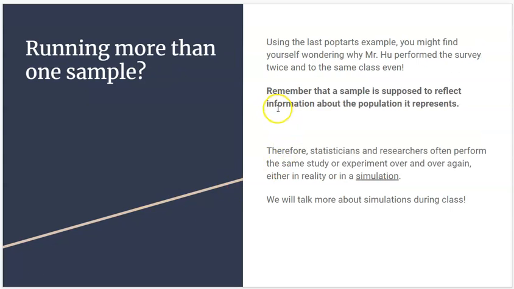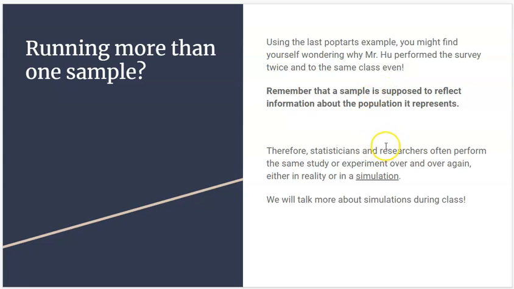All right, and finally, this is a brief mention. Again, I'm going to talk about this more in the simulations during class. But you might be wondering right now why I even bothered to ask the question twice. Why didn't I just ask everybody at the same time and then collect the data right then and there? Remember, a sample is supposed to reflect information about the population it represents. So to use my example, I asked on day 1 for a specific sample, and I gave the data for that. But then I wonder if they still think that way. I wonder if their opinion has changed since then. And I ask on another day. That will change some data, but it's basically running the same experiment over again.